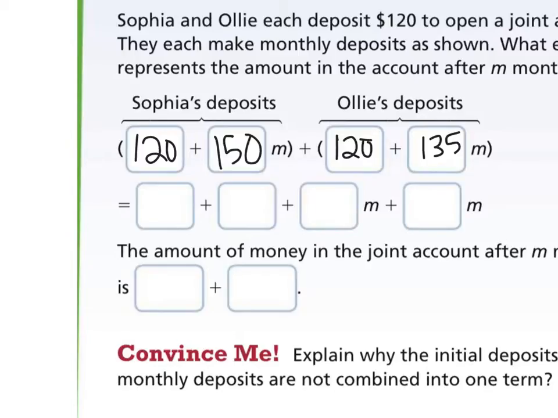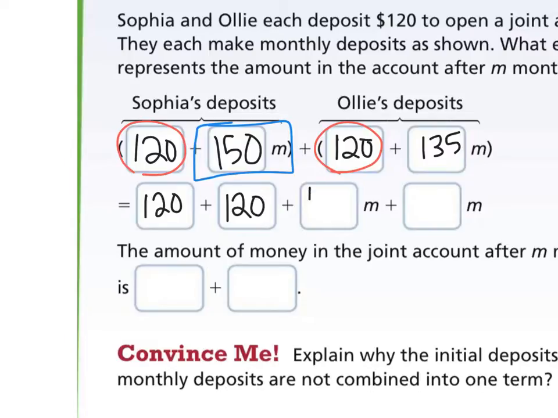Okay, once we've done that, technically we can go ahead and start looking for like terms that we can combine together. The book is actually physically rearranging to get the like terms right next to each other, and if you'd like to do that first, you can. Okay, if we get them right next to each other, we can see 120 and the other 120, those are like terms. They're just plain numbers, constants, we call them. Also here we have a 150M and a 135M.